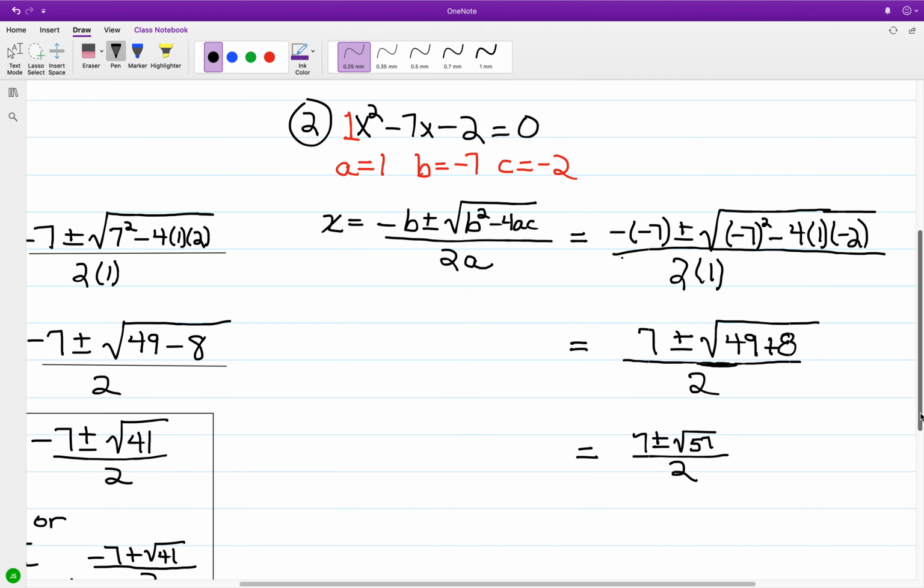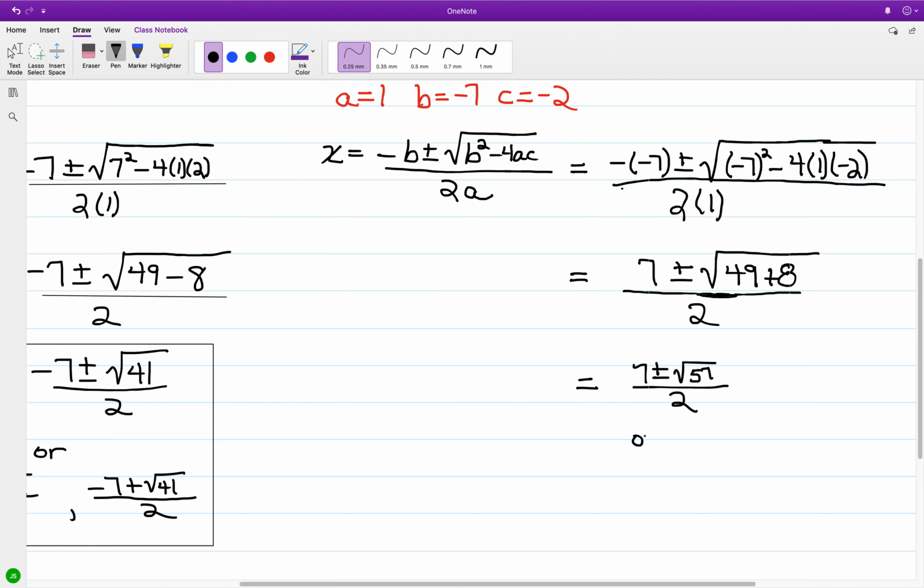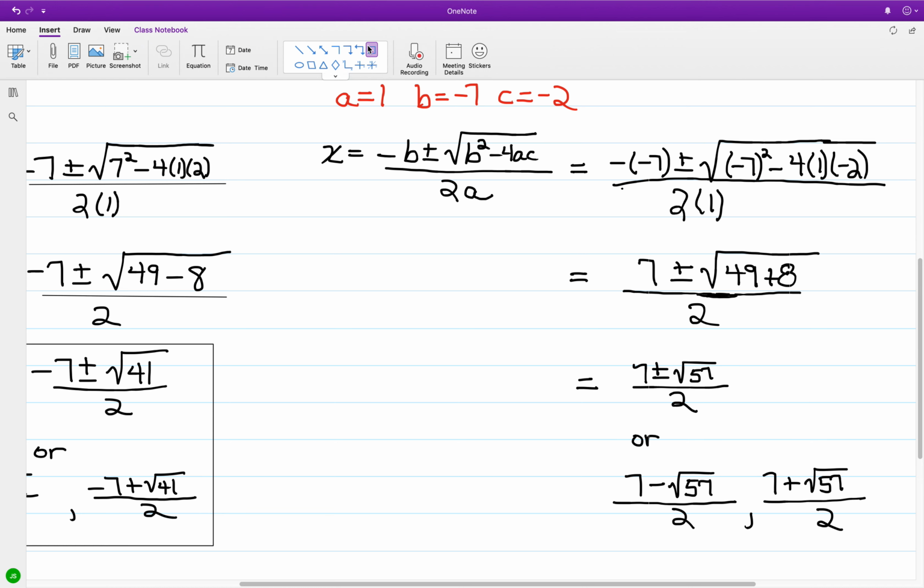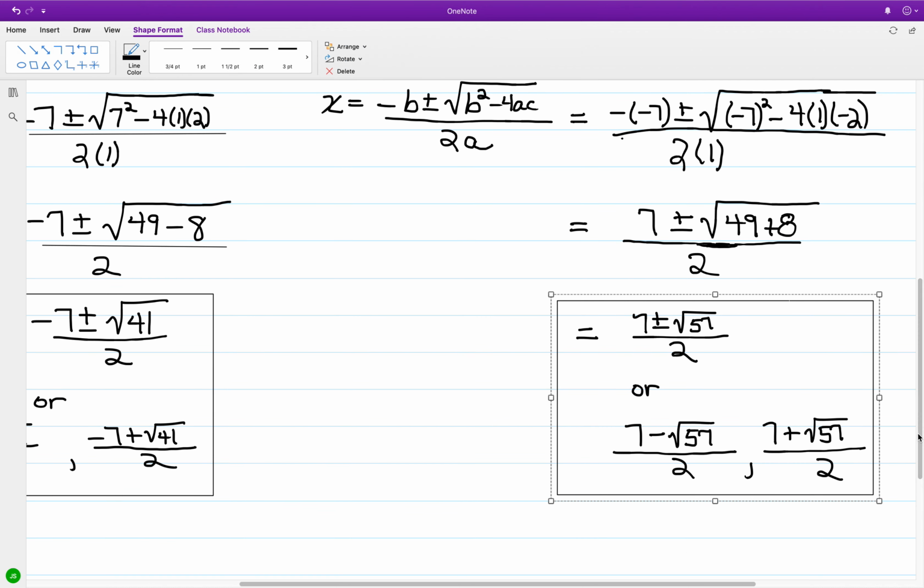And again, if I displayed this in expanded notation, at the lower end we have 7 minus the square root of 57 all over 2. At the upper end, we have 7 plus the square root of 57, all over 2. And so, just another case here with the quadratic formula.